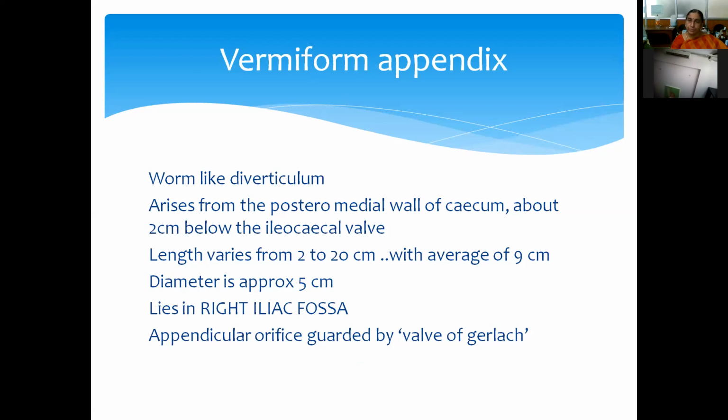Next one is vermiform appendix. The appendix is an organ that is present close to the cecum. It is called vermiform because it looks like a worm. So it is a worm-like diverticulum. It arises from the posteromedial wall of the cecum, about 2 centimeters below the ileocecal valve. Length varies from 2 to 20 centimeters with an average of 9 to 10 centimeters. Diameter is approximately 0.5 centimeters. It lies in the right iliac fossa, and the appendicular orifice inside is guarded by what is known as the valve of Gerlach.